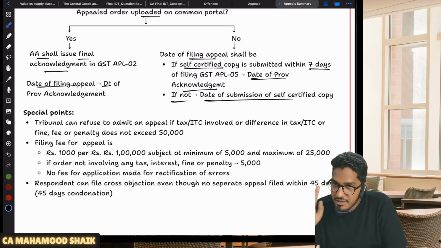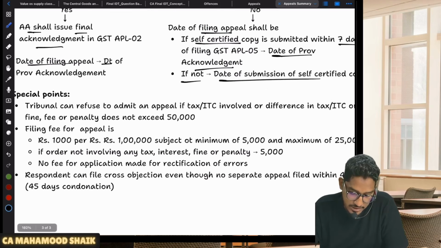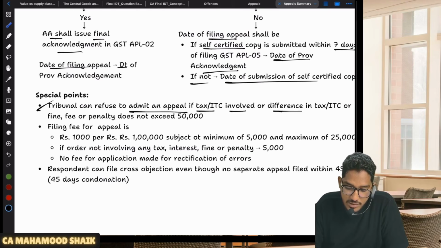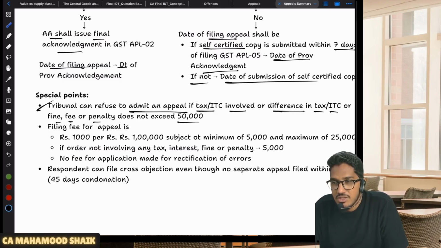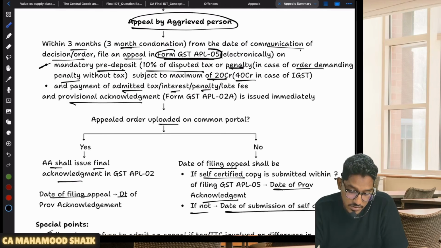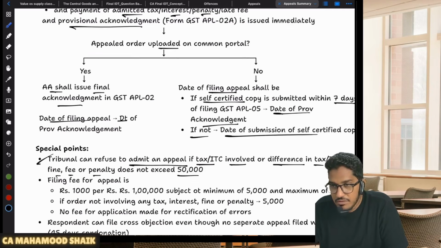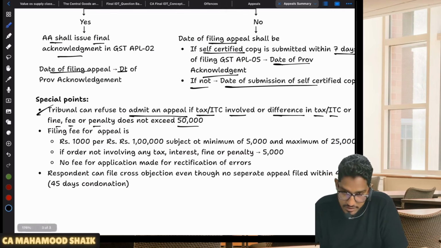Okay, clear? Now, some extra points are there. The tribunal can refuse to admit an appeal if the tax or ITC involved, or the difference in tax or ITC, or fine, fee or penalty does not exceed 50,000. Small things they are not going to entertain. If you are disputing an amount of only 50,000 rupees, then the tribunal will reject. This is only from the perspective of the aggrieved registered person. If a registered person wants to go for appeal and the disputed amount is up to 50,000 rupees, the tribunal will not take up the appeal.